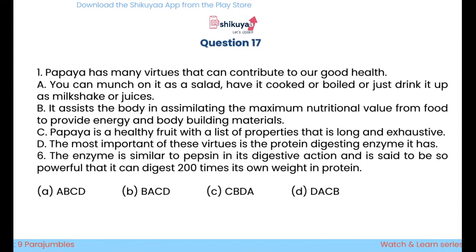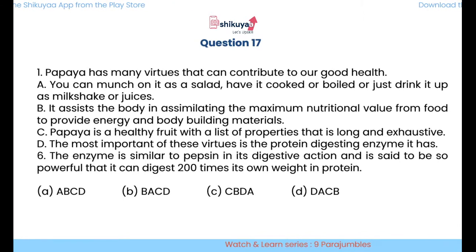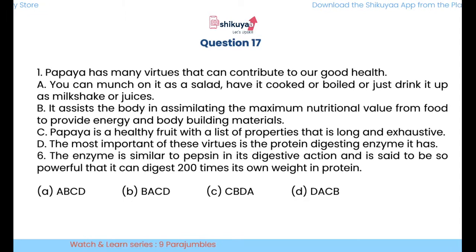Papaya has many virtues that can contribute to our good health. You can munch on it as a salad. This can be continued with sentence A, or look at the B sentence. It assists the body in assimilating the maximum nutritional value from food to provide energy and body building material. Okay, which one? पपाया का गुड हेल्थ पे क्या क्या उसका बेनिफिट्स है वो बताया है. तो अगर गुड हेल्थ के बारे में बात कर रहे हैं तो बी ज्यादा लॉजिकली सूटेबल है. It assists the body in assimilating maximum nutritional value. So the suitable sentence is B. So B can be the opening sentence here. You can quickly select option B.